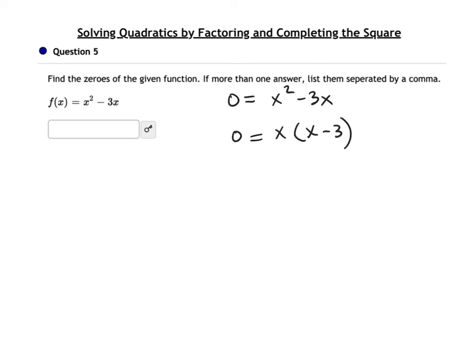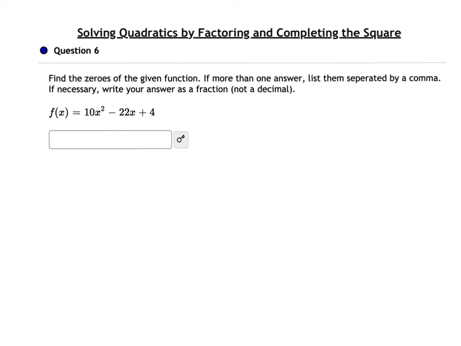The first thing you always should look for is a greatest common factor. What value of x creates 0? x equals 0 creates 0, because 0 times x minus 3 would be 0. And the other answer would be x equals 3, because 3 minus 3 is 0. 0 and 3 are my answers.